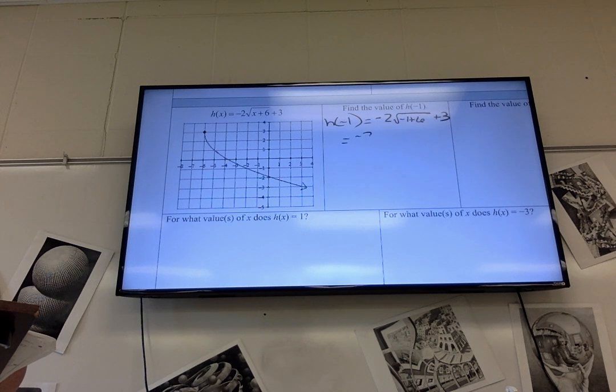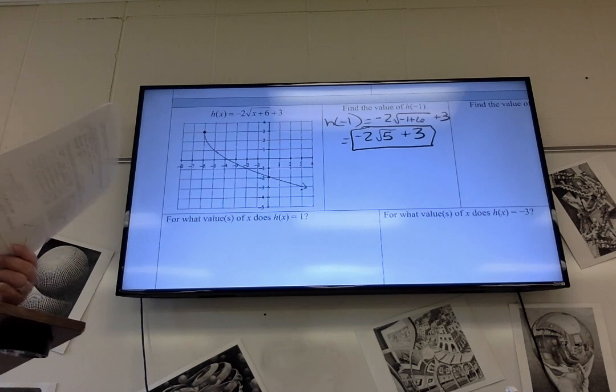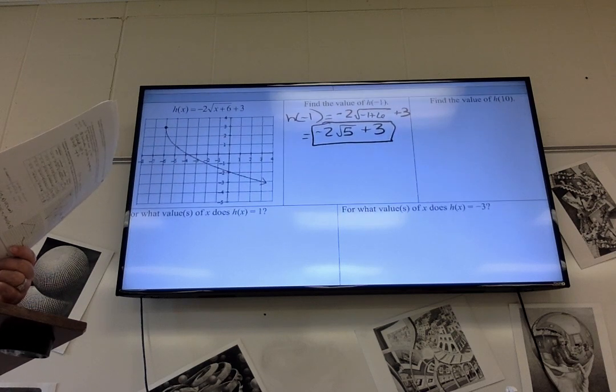You get -2 times square root of 5 plus 3, and that's fine. Algebraically, I can't simplify that. If I wanted to get a decimal answer, it's like 1.472. You could check it out on the graph, but no need. I want you to find h of 10.